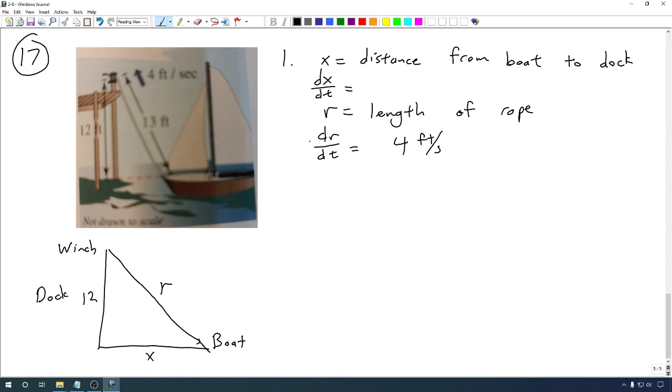Of course, when we're doing that, the rope is getting shorter. So we're not really saying that it's increasing by 4 feet per second, it's decreasing. We need to put a minus sign here to denote that. dx/dt is the rate of change of the distance between the boat and the dock. So basically that's telling us how fast the boat is moving. This is, you could say, the speed of the boat.